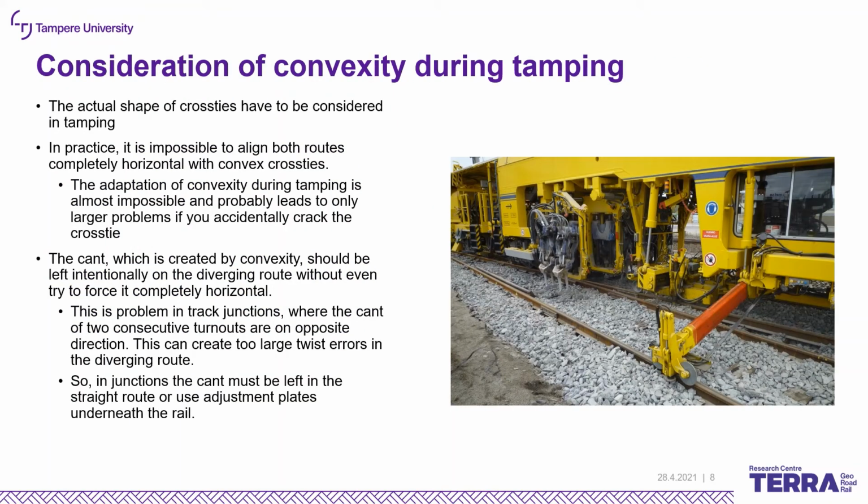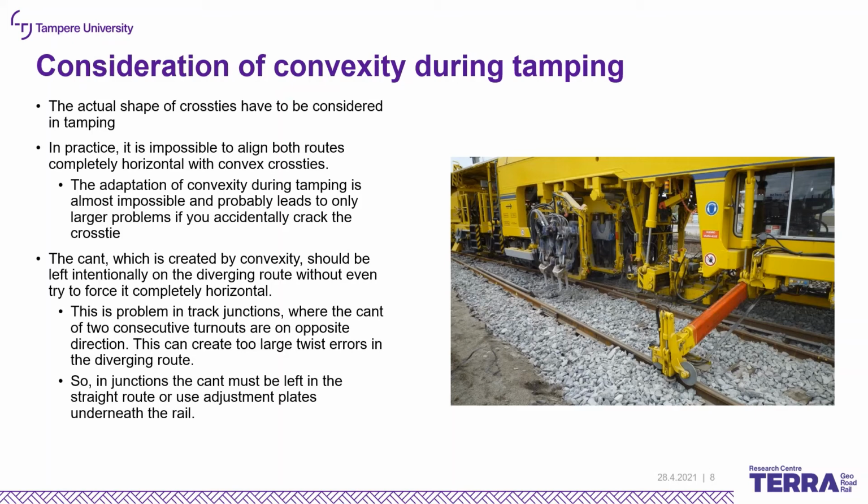Then, the consideration of convexity during tamping. As you can imagine, the actual shape of the cross tie has to be considered in tamping. So you have to know the actual shape of the cross ties. We have believed that the cross ties are completely straight, but now that we know they are not, you have to take that into account when you are tamping. In practice, this means that it's impossible to align both routes completely horizontal with convex cross ties. So the result is that there is somewhere cant after the tamping if you just use normal fastenings.